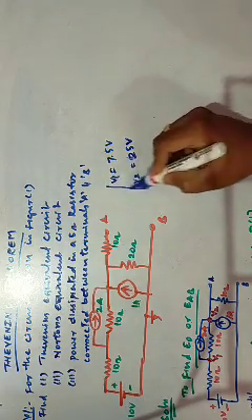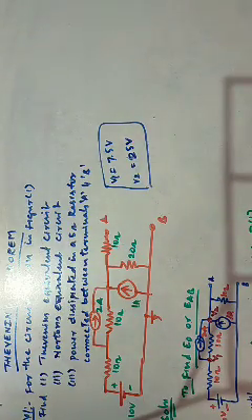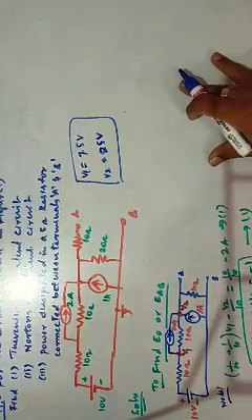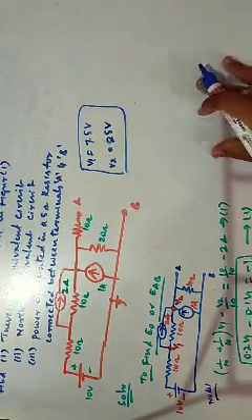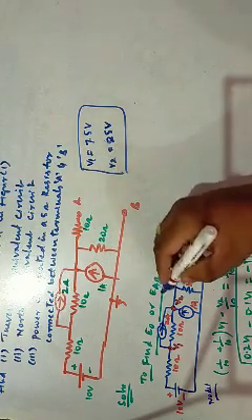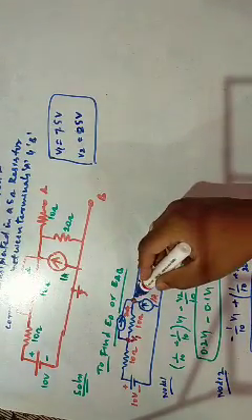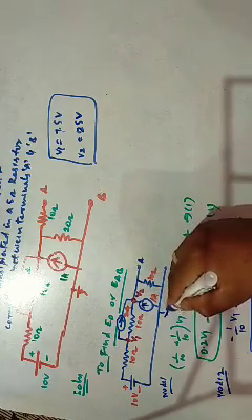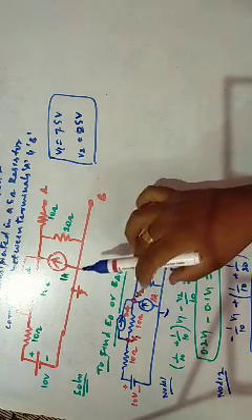Okay, we get the answer as V1 is 7.5 volt and V2 is 25 volt. What is V2? V2 is the voltage which is at this point. V2 is the voltage connected between this point and the ground. This is nothing but the same voltage.